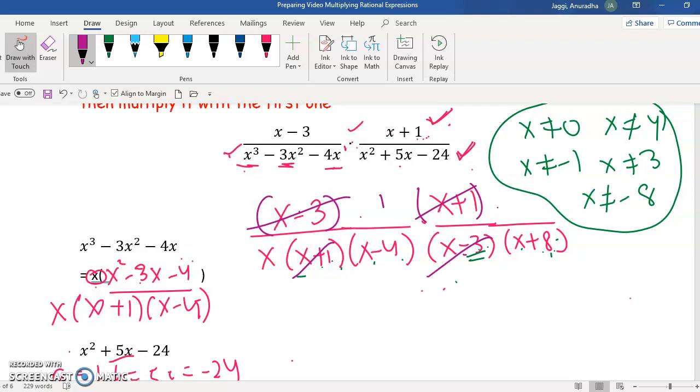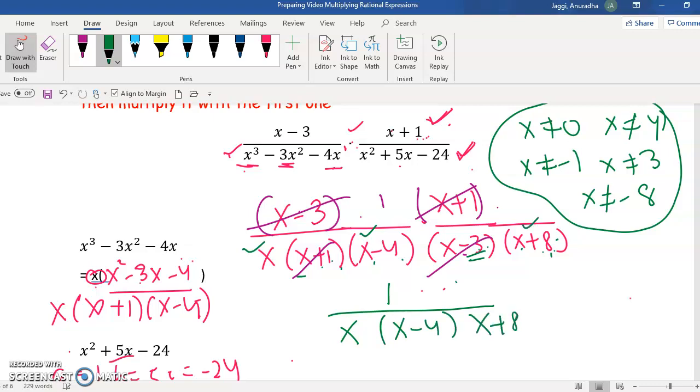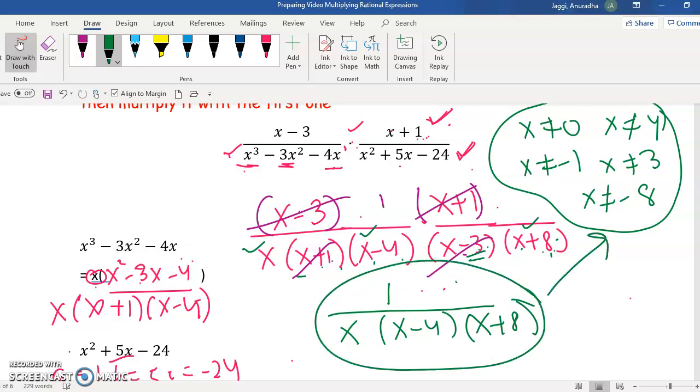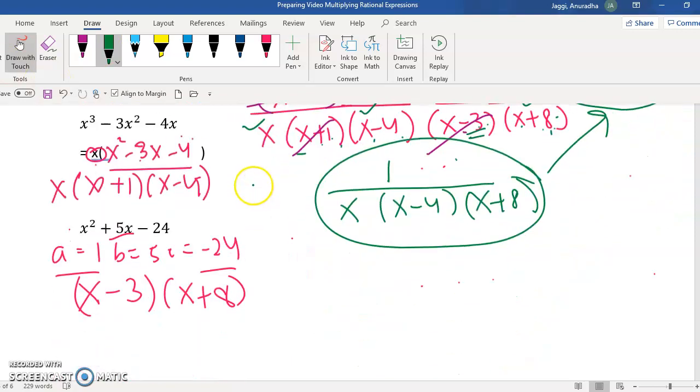So what remains is 1 divided by x minus 4 and x plus 8. So this is my answer, and these are the restrictions with that answer. Okay, moving on to another example.